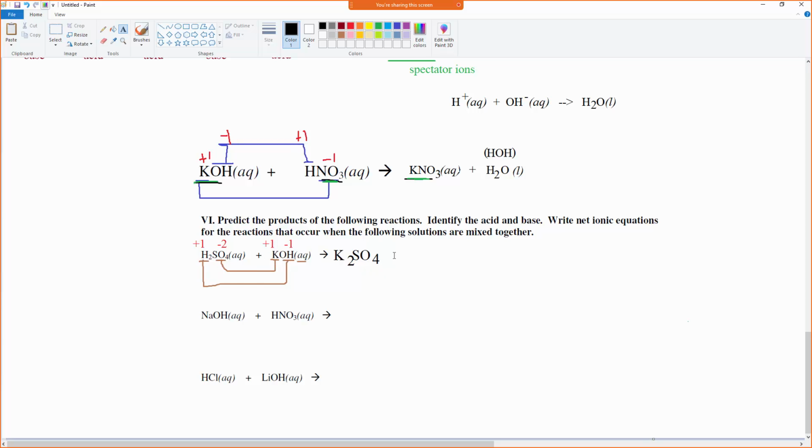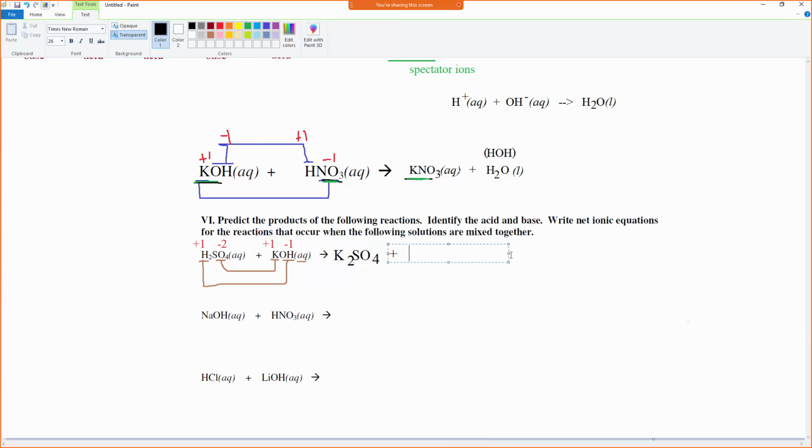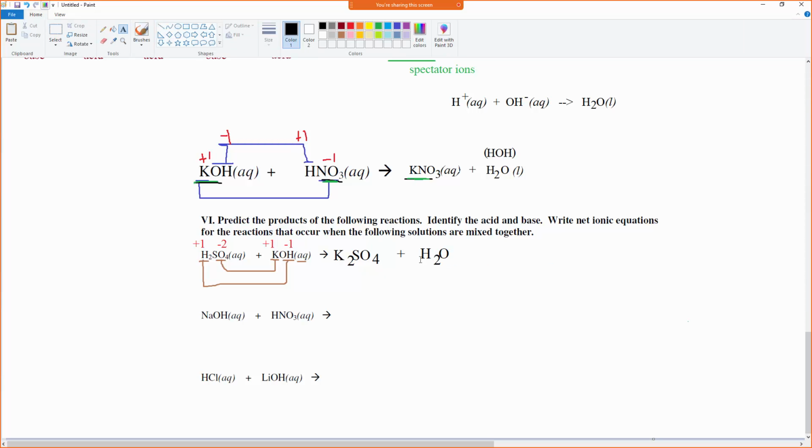What about the H and the OH? That's just gonna make H2O. Good. All right, and what are the phases here? Are these going to be solid, liquid, aqueous, gas, what?